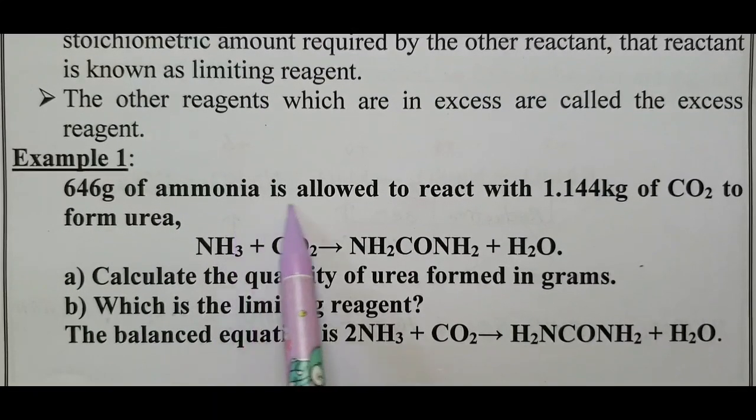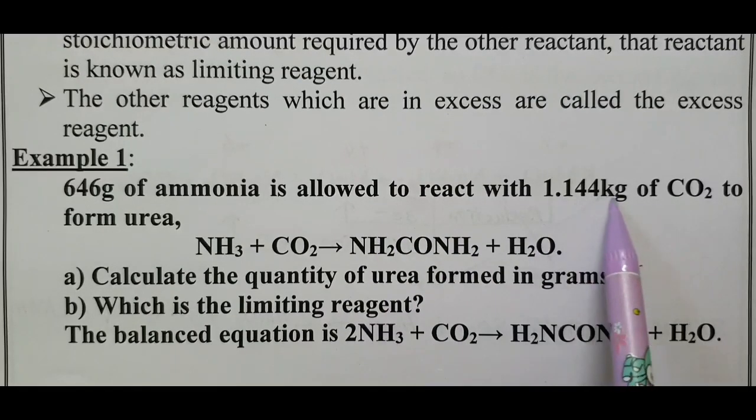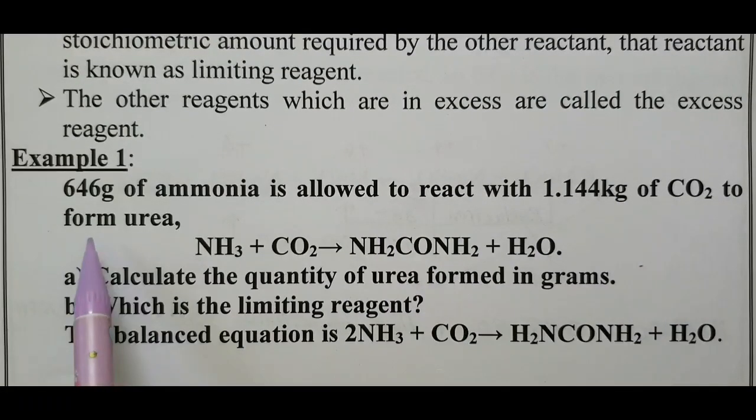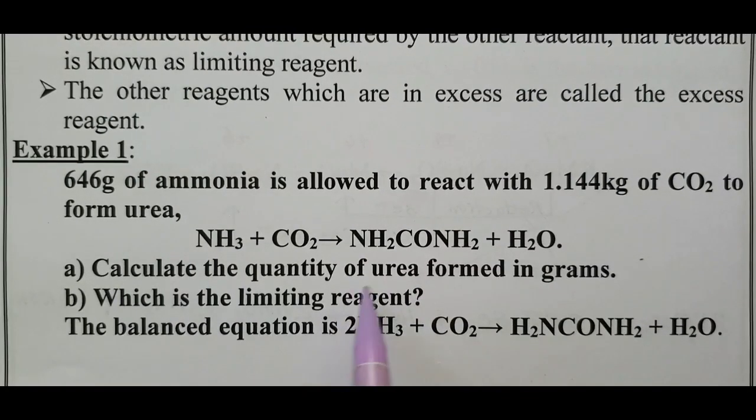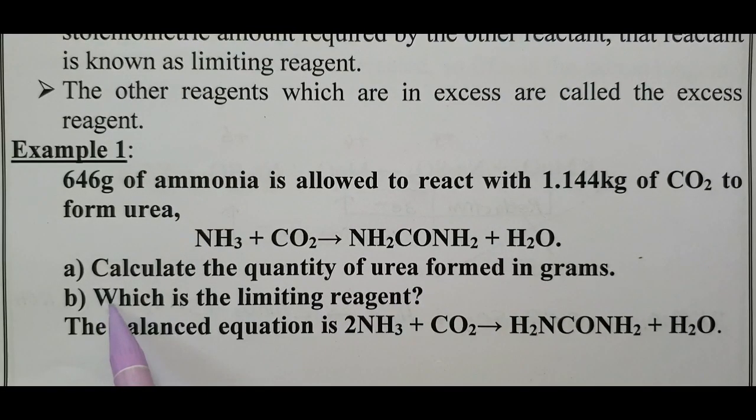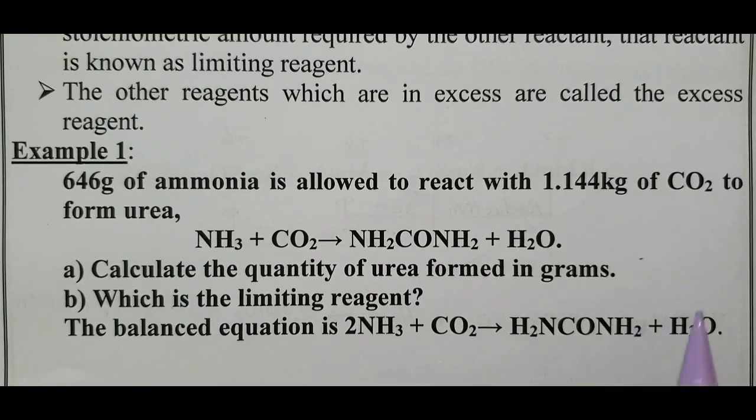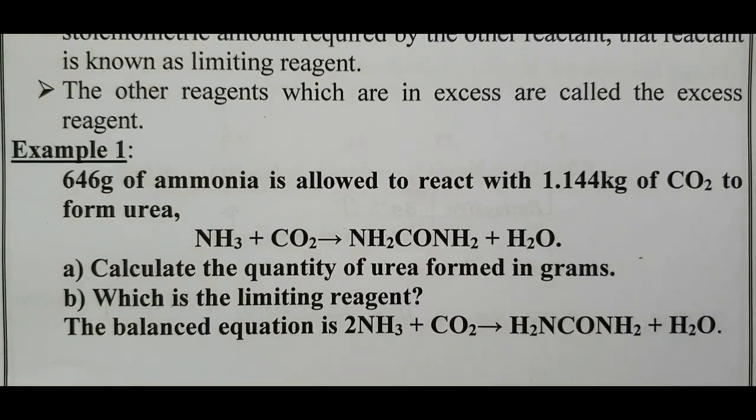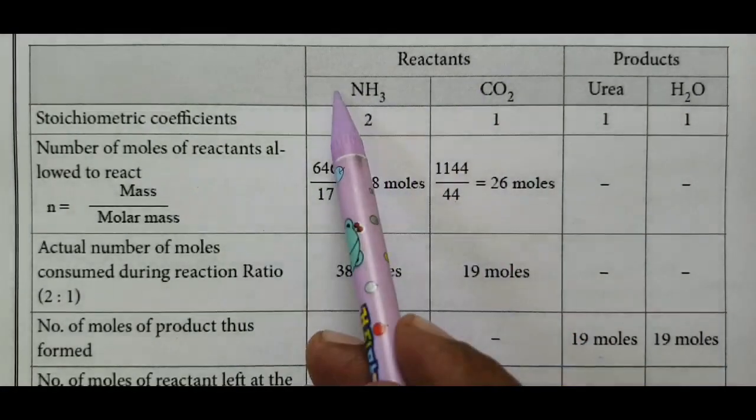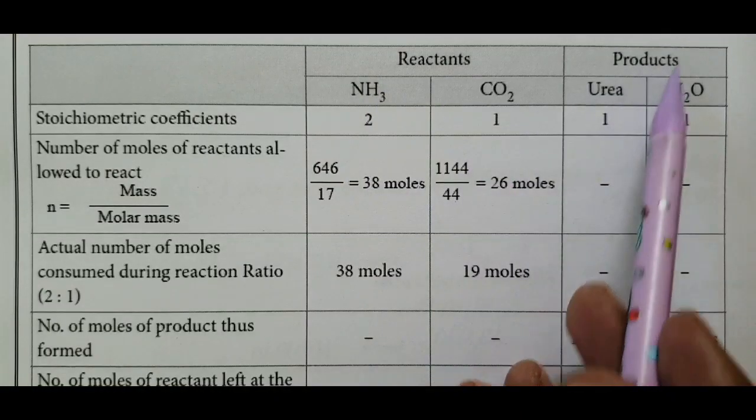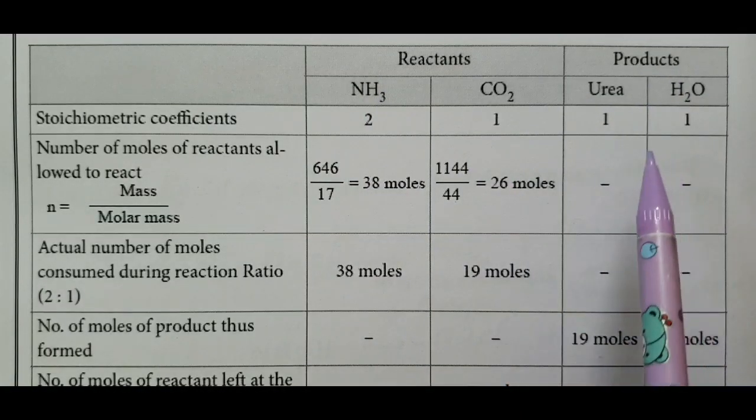646 gram of ammonia is allowed to react with 1.144 kilogram of carbon dioxide to form urea. NH3 plus CO2 gives urea plus H2O. The question asked is, calculate the quantity of urea formed in gram, which is the limiting reagent. Now, the balanced equation, right hand side 2 nitrogen, therefore 2 ammonia plus carbon dioxide gives urea plus water molecule. Reactants, we know 2:1 ratio, 2 ammonia undergo reaction with 1 molecule of carbon dioxide gives the product 1 molecule of urea and water molecule.